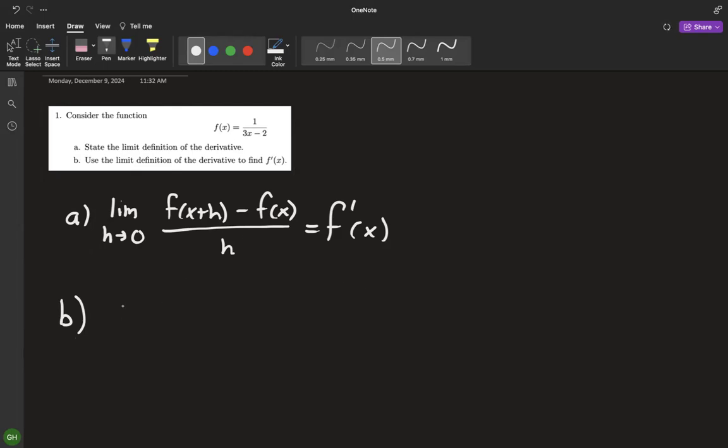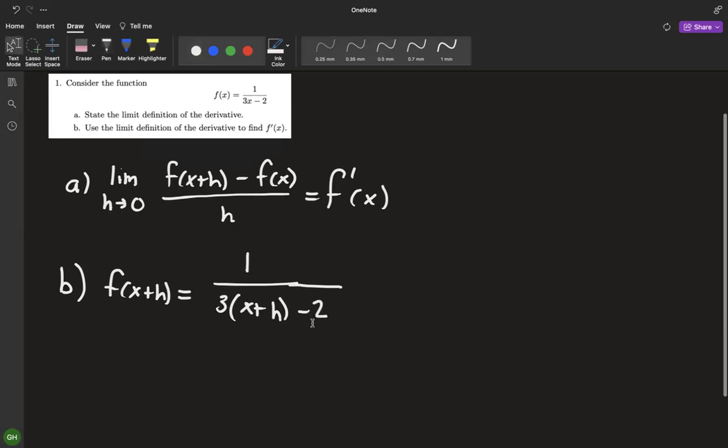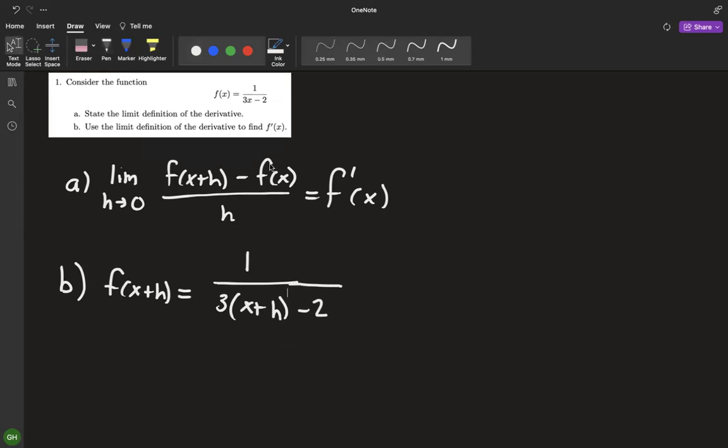So to do that, first I'm going to figure out what is f of x plus h. Right? F of x plus h is just what we get when we plug x plus h into x. So that's going to be 3 times x plus h minus 2. Just plugging in x plus h for x. Okay, so now that we have f of x plus h, I'm just going to plug in everything into the derivative formula.